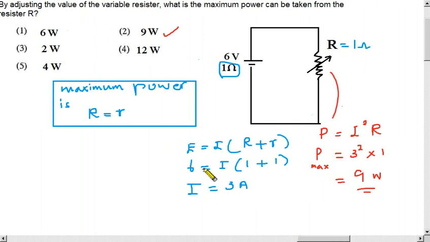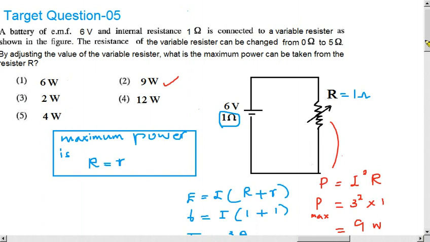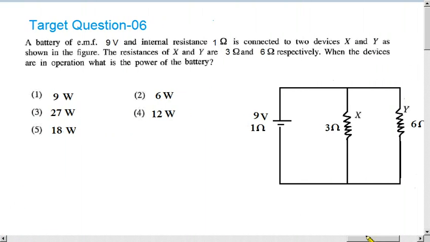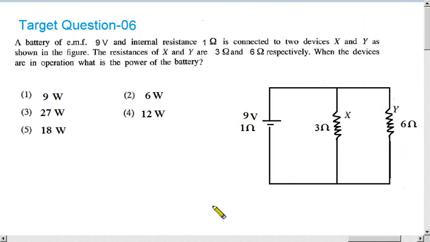So if you know this theory, it is not a big question. You should know this equation, then you can solve this easily. So now let us go to question number 6, target question number 6. Here is the question. Read it carefully and honestly try to solve it. Pause the video.